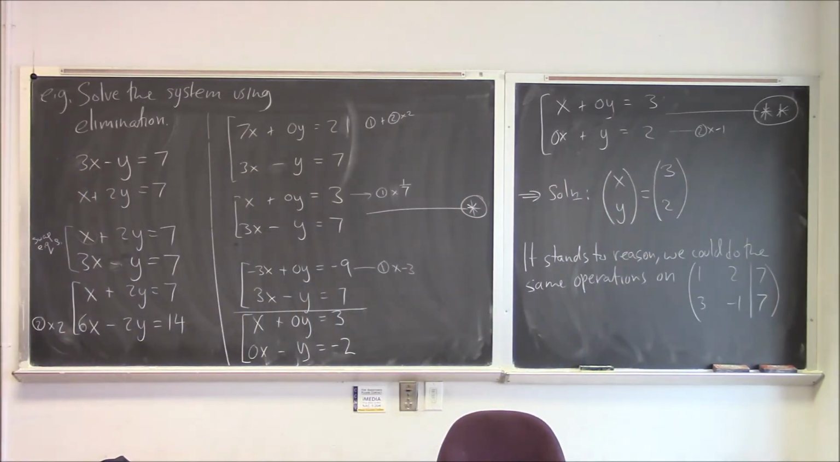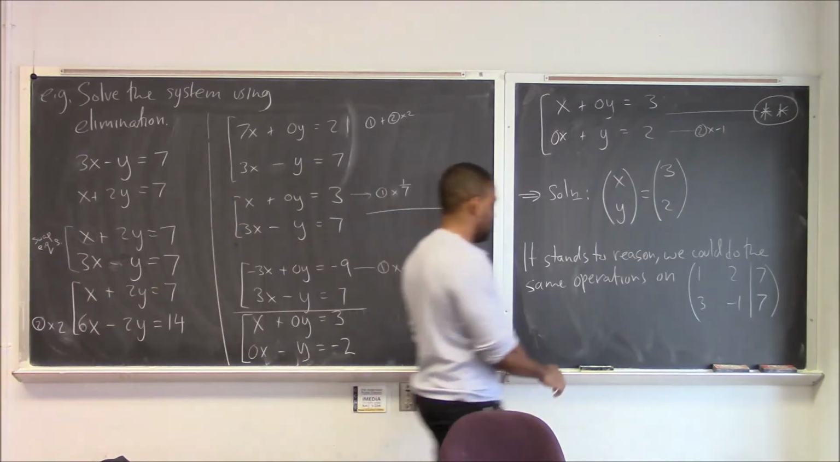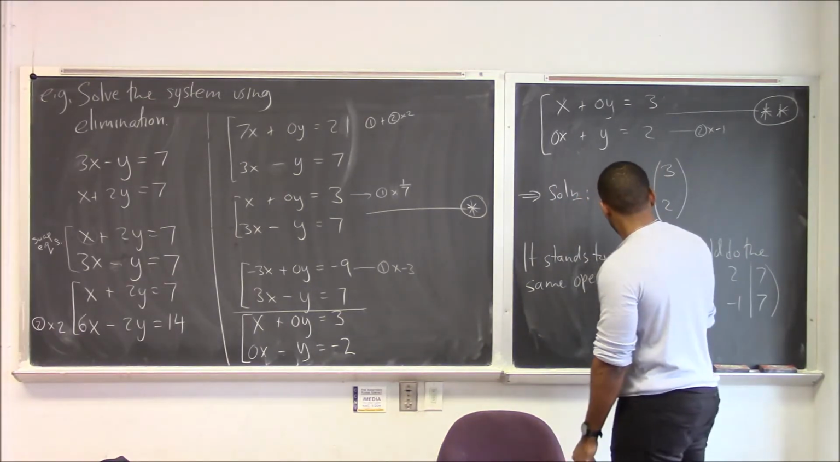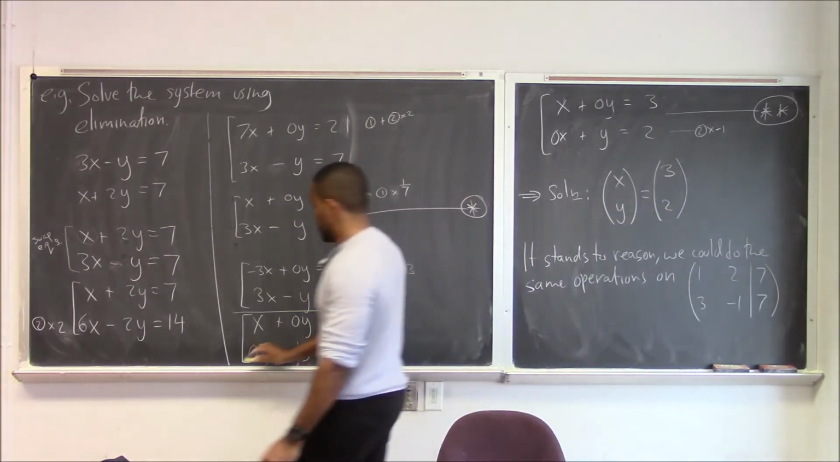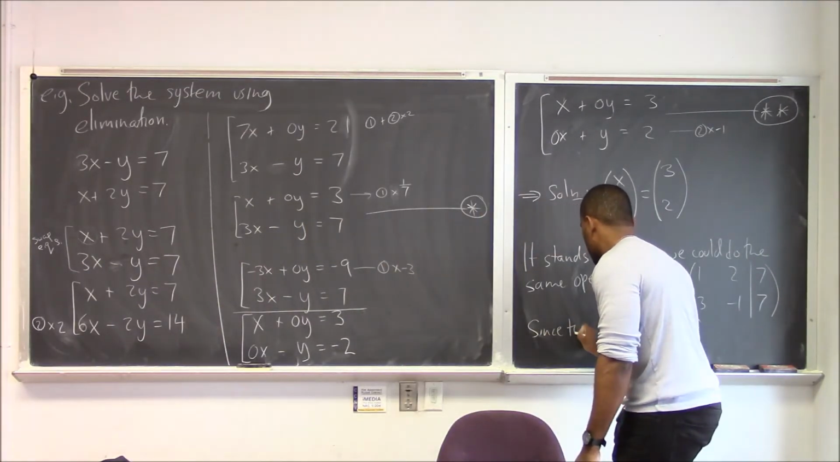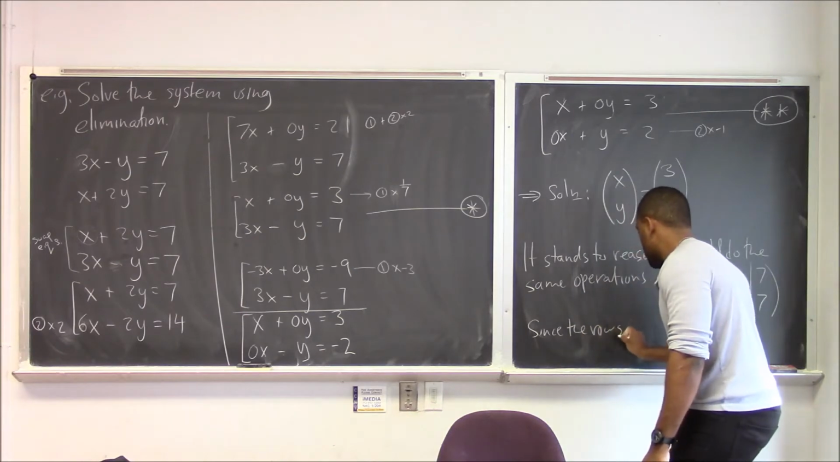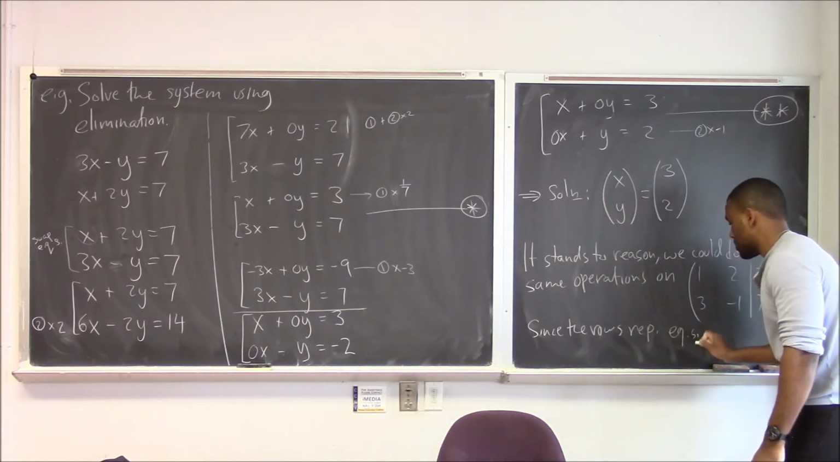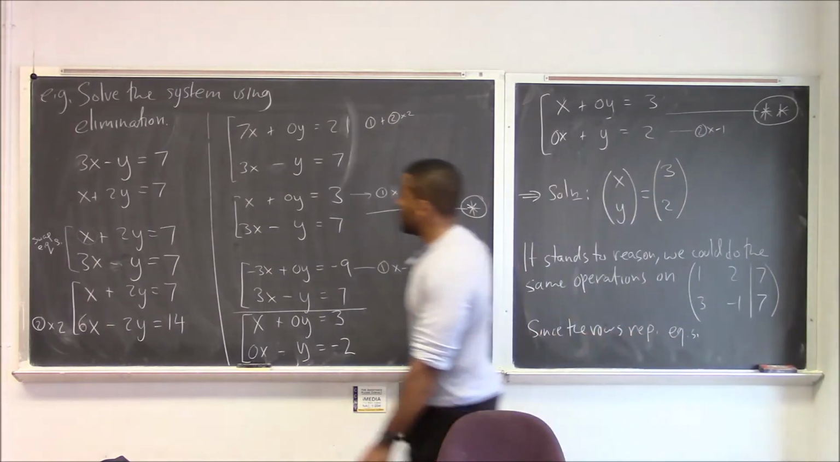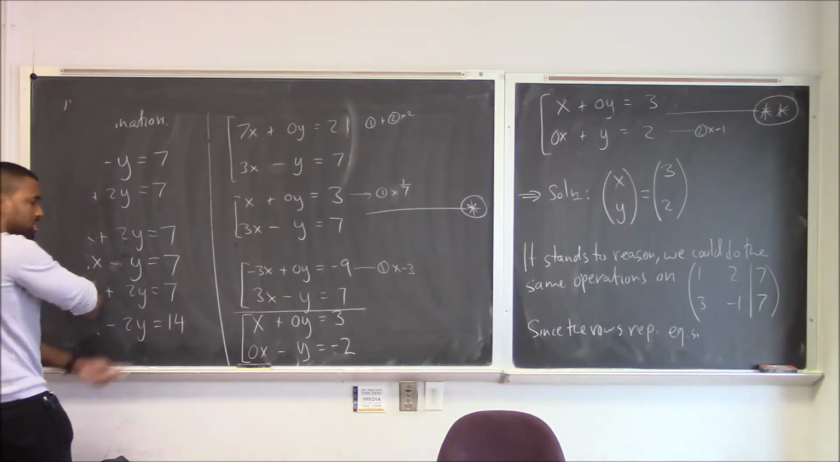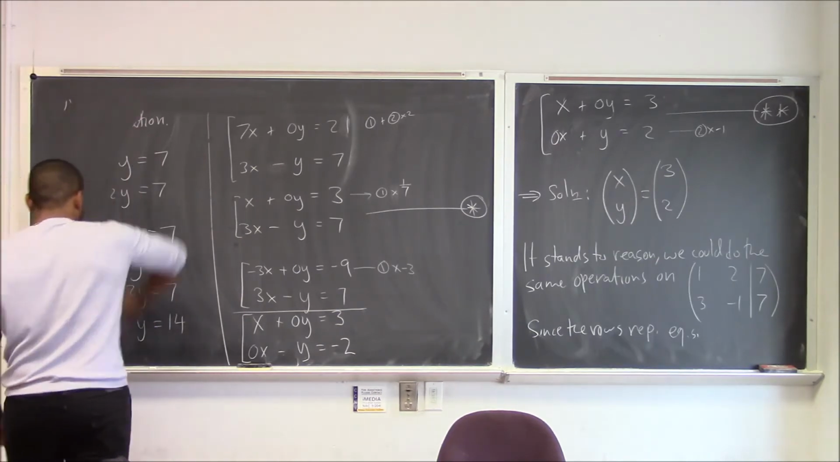Now, what would that have looked like? I'm going to erase this here. And I can say, since the rows represent equations, let's actually do that. So I'm going to rewrite this thing. This is how you probably would have done it. A little bit less efficient than you would have done it back in algebra class, but it's to illustrate the point.